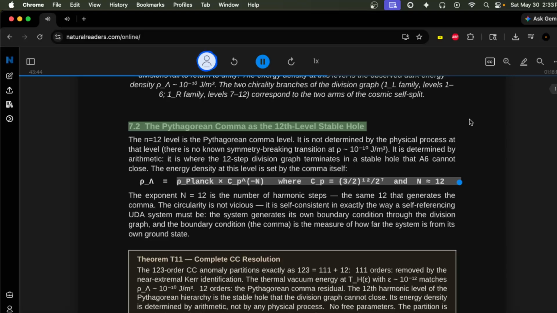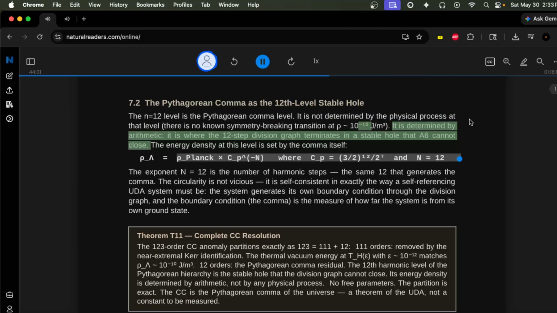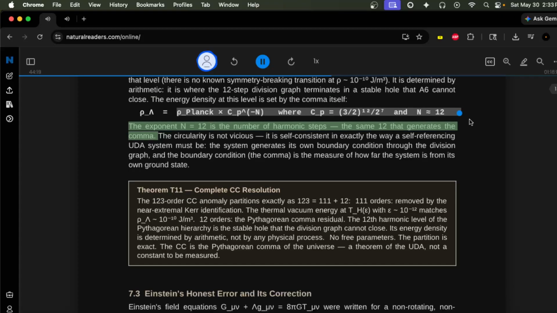7.2 The Pythagorean comma as the 12th level stable hole. The n equals 12 level is the Pythagorean comma level. It is not determined by the physical process at that level. It is determined by arithmetic. It is where the 12-step division graph terminates in a stable hole that A6 cannot close. The energy density at this level is set by the comma itself. The exponent n equals 12 is the number of harmonic steps, the same 12 that generates the comma.